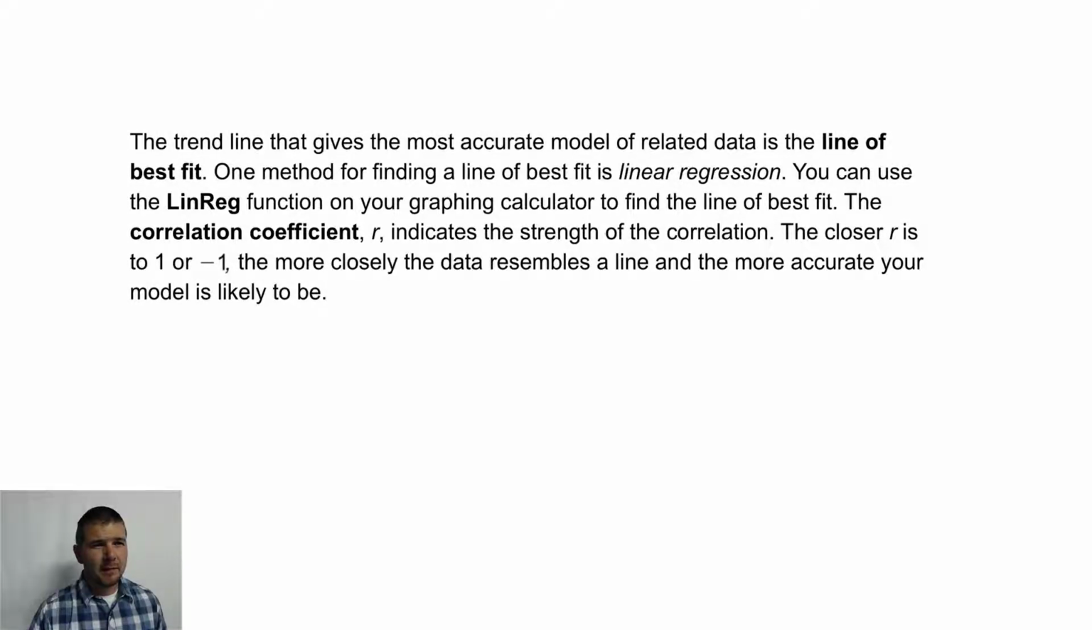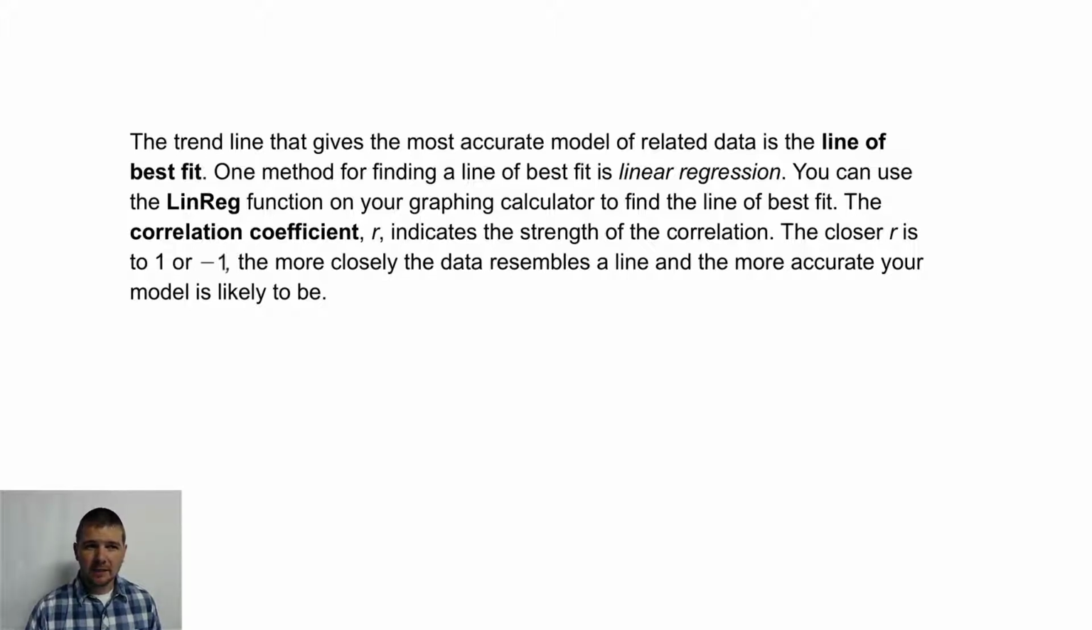The trend line that gives the most accurate model of related data is the line of best fit. One method for finding a line of best fit is linear regression. You can use the Linreg function on your graphing calculator to find the line of best fit. The correlation coefficient, lowercase r, indicates the strength of the correlation.